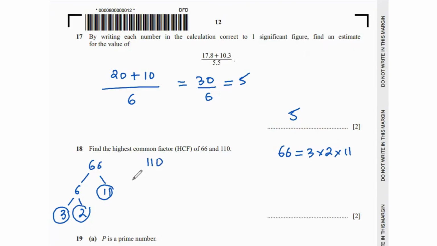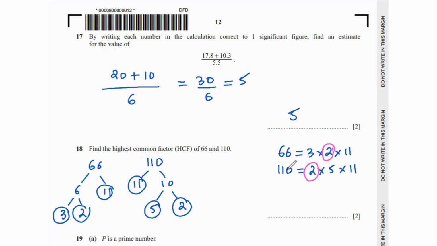Now for 110, same steps. 110 is 11 times 10. 11 is a prime number, so we cannot break it down. But 10 can be broken down into 5 and 2. 5 and 2 are prime numbers, so we stop over here for the factor tree. So 110 is 2 times 5 times 11. Now we have to highlight the highest common factor. We can see that we have a 2 in both 66 and 110, and we have an 11. So your HCF is going to be 2 times 11, which is 22. That is your highest common factor.